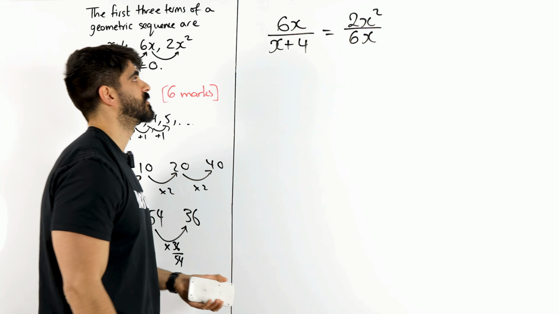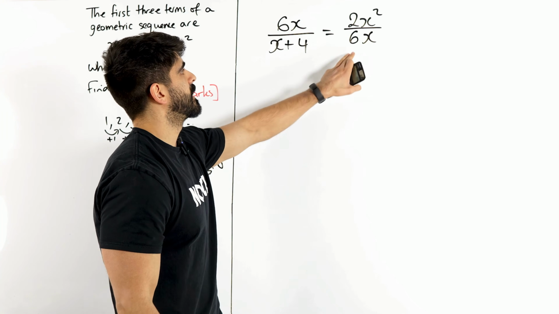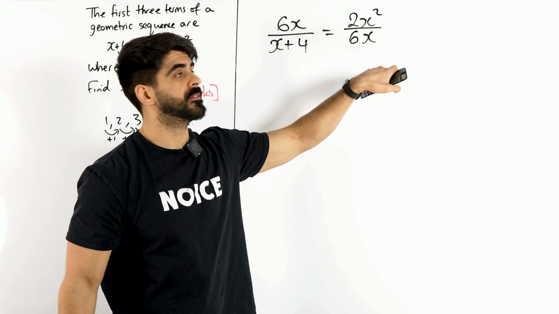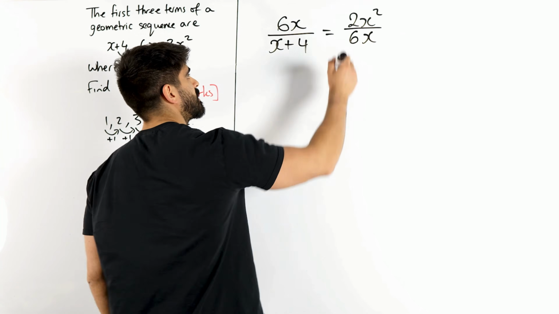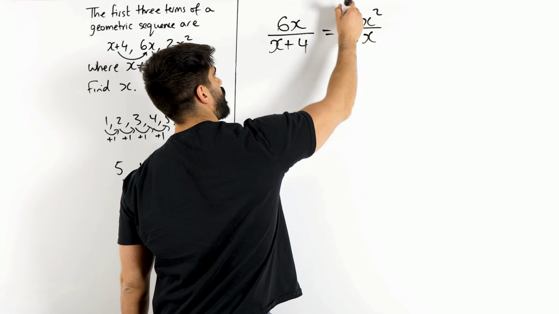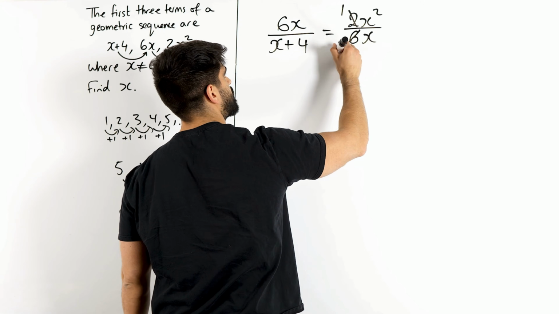And now we need to solve this. First thing I notice is that this can just simplify. Yeah, we can simplify the 2 and the 6. 2 divided by 2 is 1. 6 divided by 2 is 3.